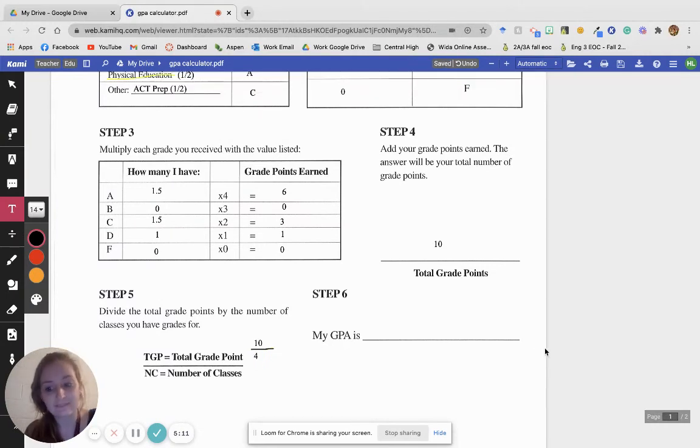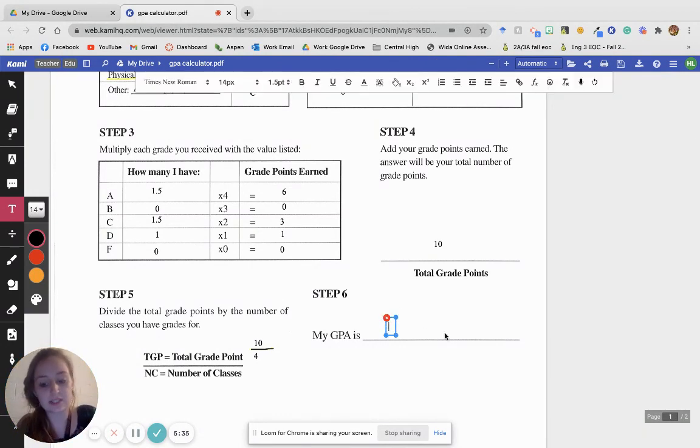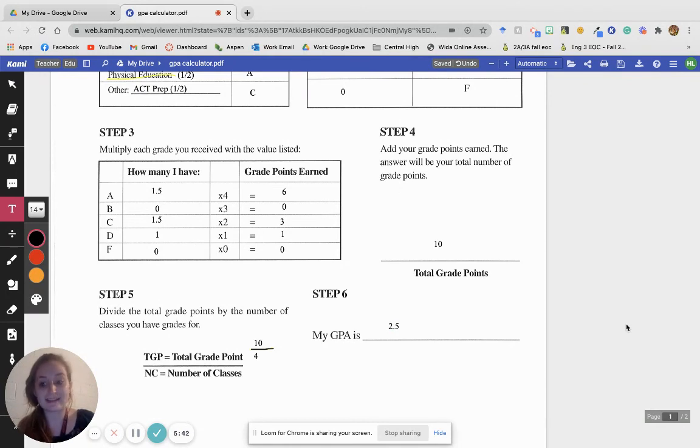Now again, if you do not have a half credit class, that is a lot easier to deal with. There's less calculating. Okay, now I'm going to take my calculator and do 10 divided by 4. And that gives me a GPA of 2.5. So this student's GPA, it's not a real student, is a 2.5, which is a C GPA. If you are looking to go to college, you want to have at least a 3.0. So this student will probably want to work really hard so that they can get their GPA up a little bit this semester.